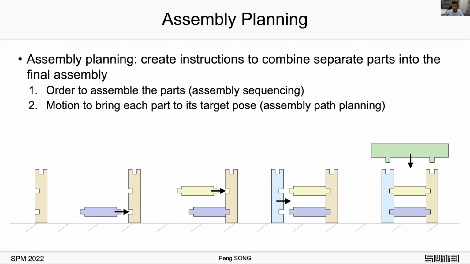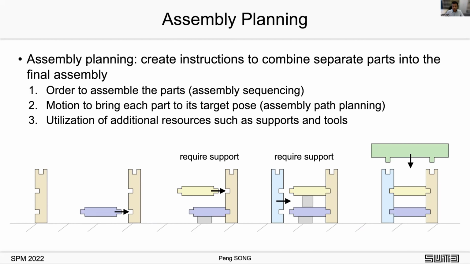Second, motion to bring each part to its target pose, called disassembly path planning. In this example, for the blue, yellow, and cyan parts, we translate each of them from left to right. And for the green part, we translate it downward for the assembly process.